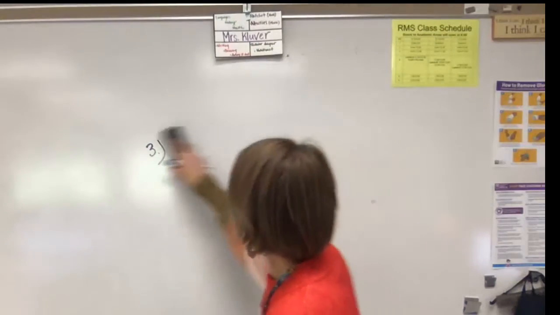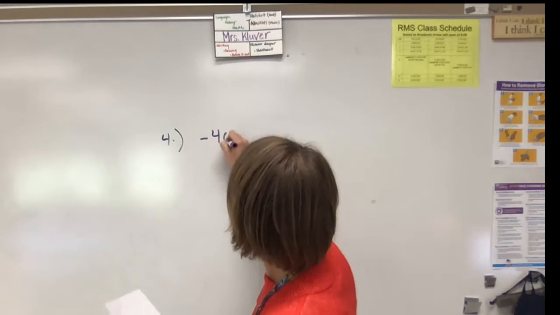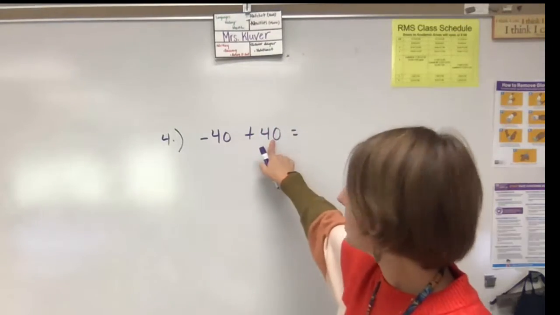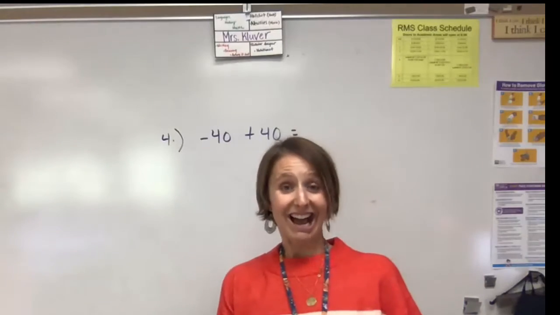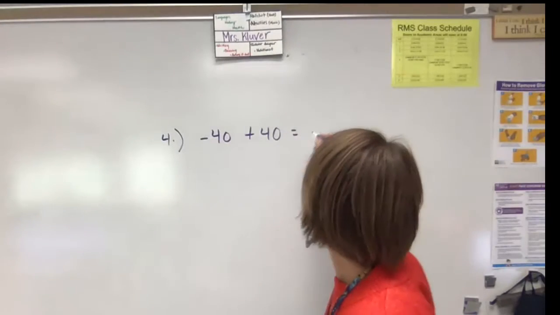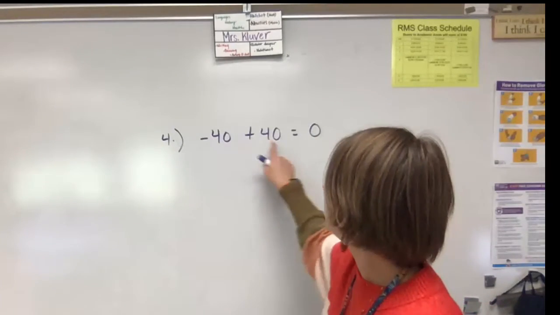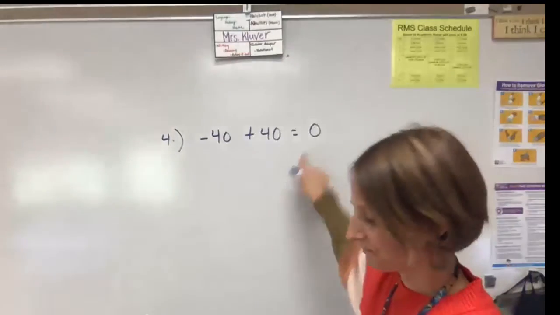Let's do another one. -40 plus 40. So the negative team showed up, the positive team showed up. Who won? They tied. They both got the same. Remember, when we're adding opposites, the sum is 0. So when it's a tie for your negative and your positive team, the score is 0.